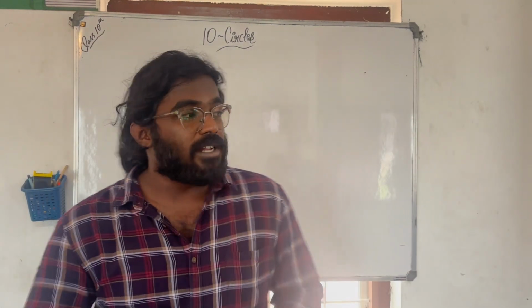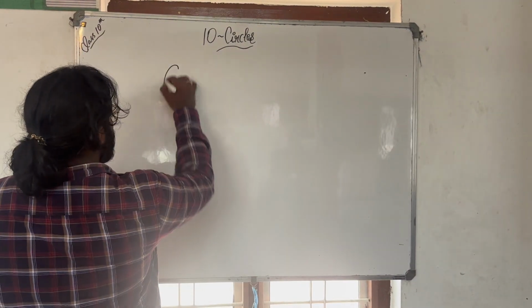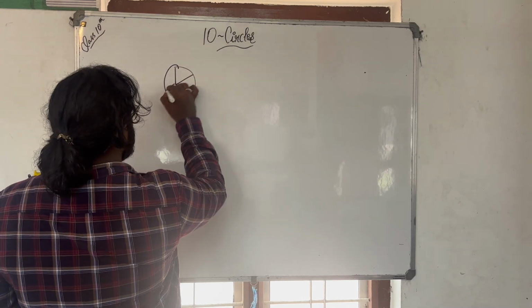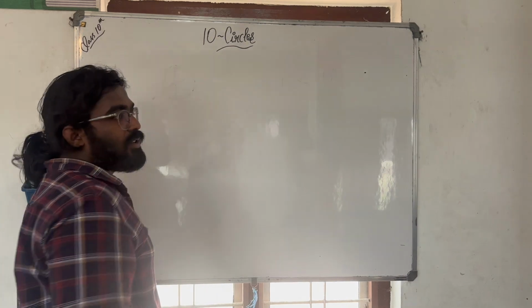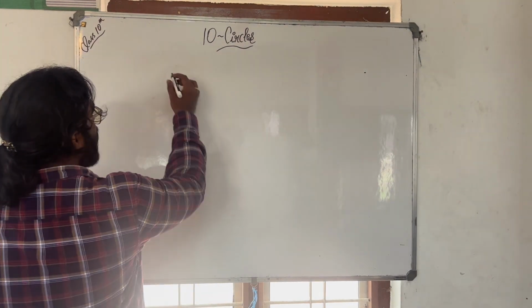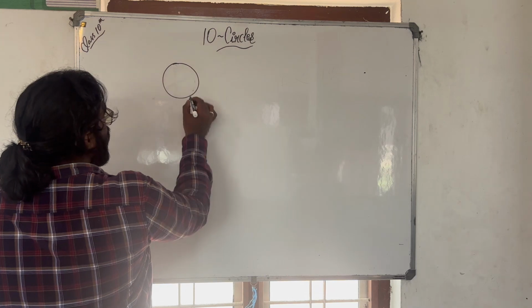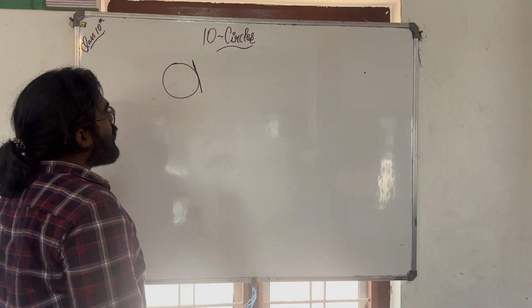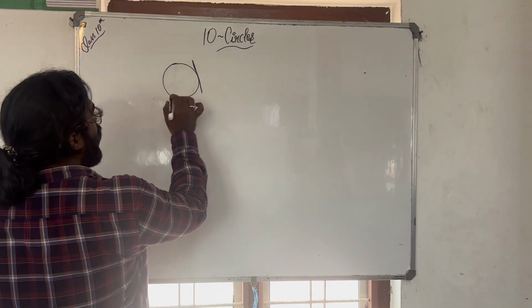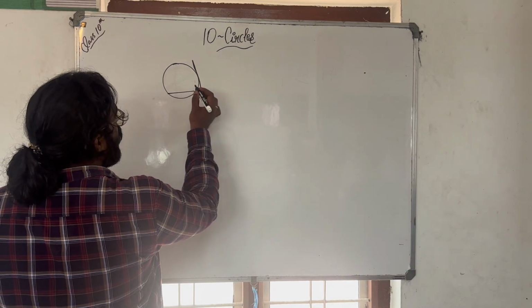Circle is a collection of points where from the center, any point, anywhere it goes, the distance will be the same, and that is called the radius. It's called the radius of a circle. Now, what is a tangent? A tangent is a line drawn from a single point on the circle. This is a chord. What is a chord?